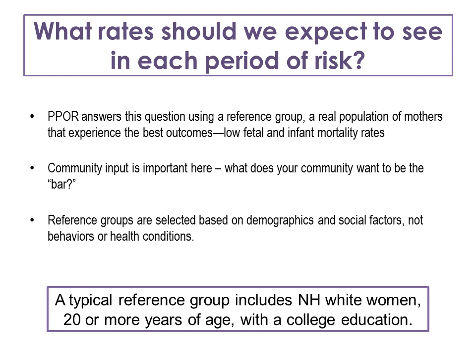And so PPOR answers the question of what rates we should expect to see in each period of risk. To explore that question, PPOR uses a study or target population and compares that to a reference population, which is a real population of mothers, usually living in the same county, same jurisdiction, same area, that happen to experience the best birth outcomes, like low fetal infant mortality rates, low prematurity, etc. Community input is very important here, because your community should be able to have a voice in who they are compared to. Does that make sense?